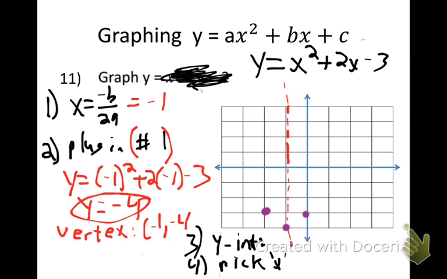I pick one more value of x. What value of x would you like to pick? X equals 1. I love it. That's a great value to pick. X equals 1. So what do I do with that 1? I plug it in to get my y. I can pick any value and plug it in.